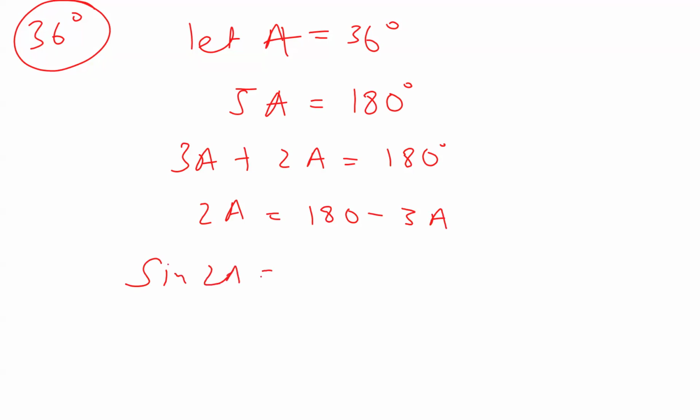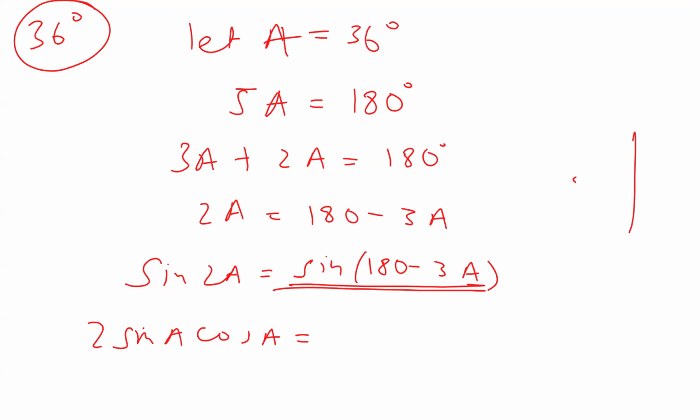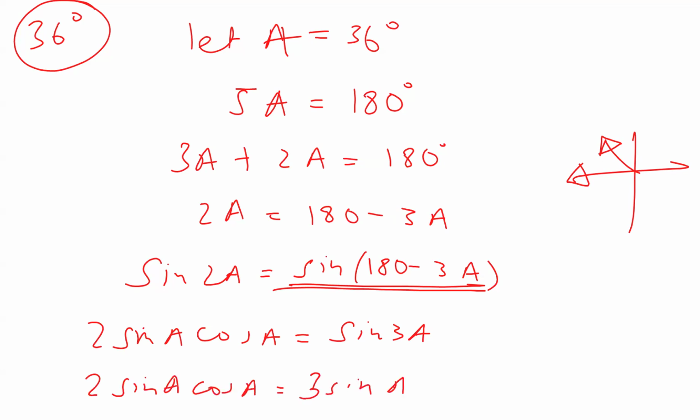Sine on both the sides. 2 sine A cos A equals sine 180 minus 3A. What is sine 180 minus 3A? It is sine 3A. Put the formula of sine 3A: 3 sine A minus 4 sine cube A.